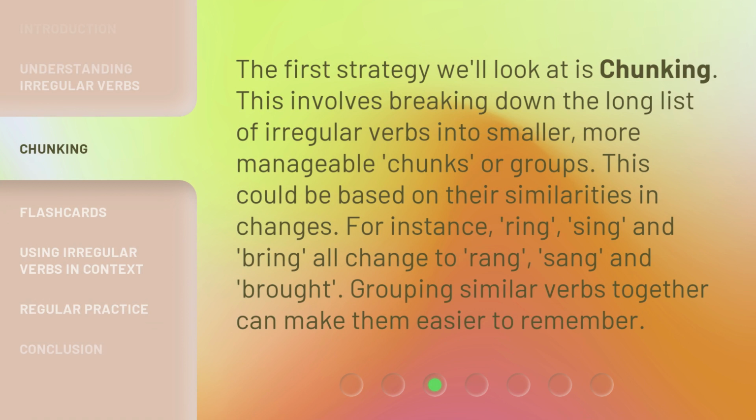The first strategy we'll look at is chunking. This involves breaking down the long list of irregular verbs into smaller, more manageable chunks or groups. This could be based on their similarities in changes. For instance, ring, sing, and bring all change to rang, sang, and brought. Grouping similar verbs together can make them easier to remember.